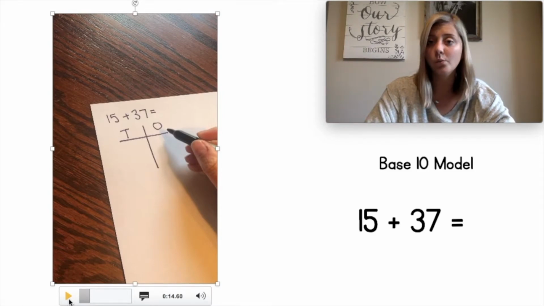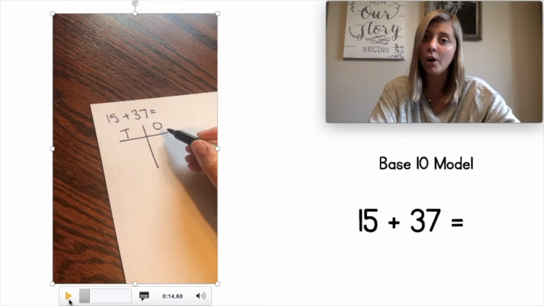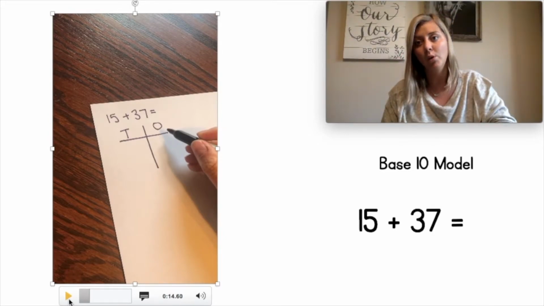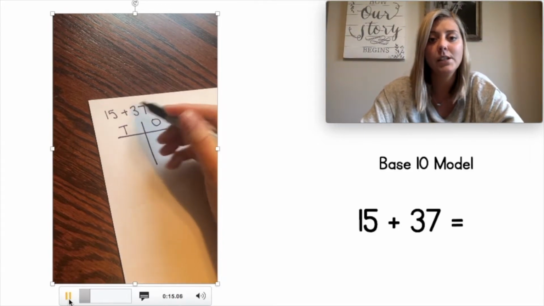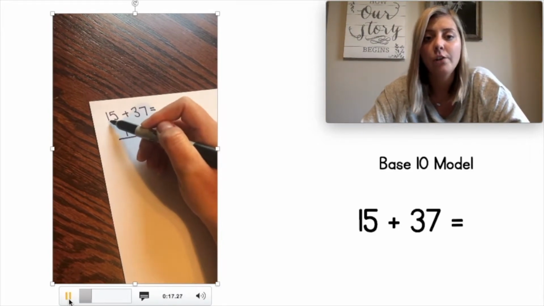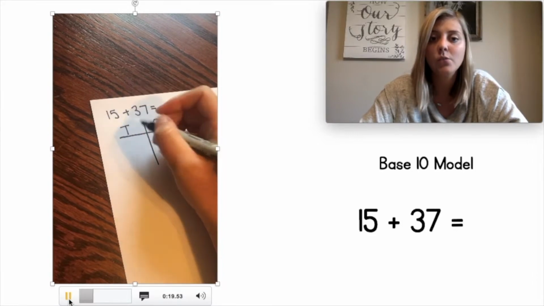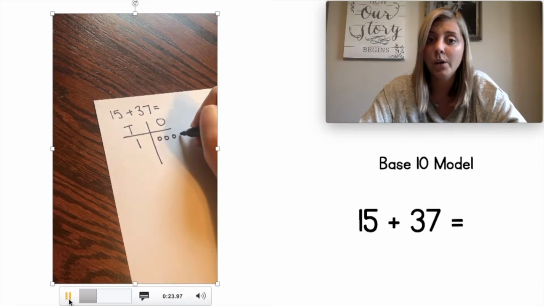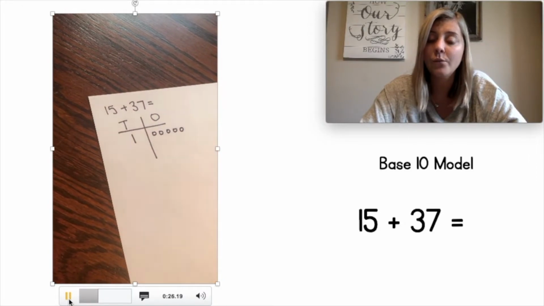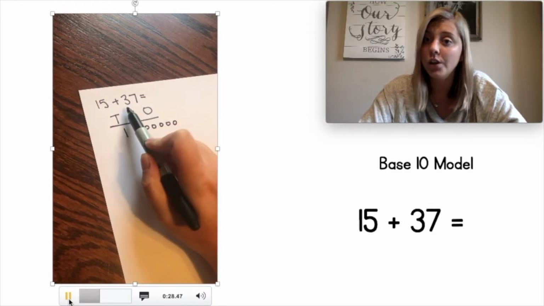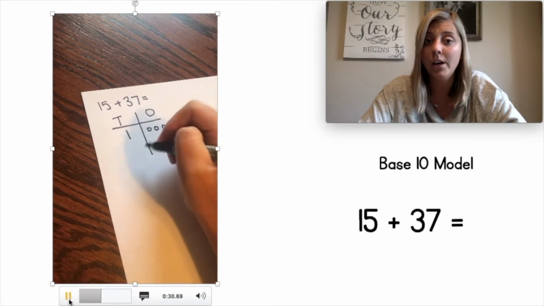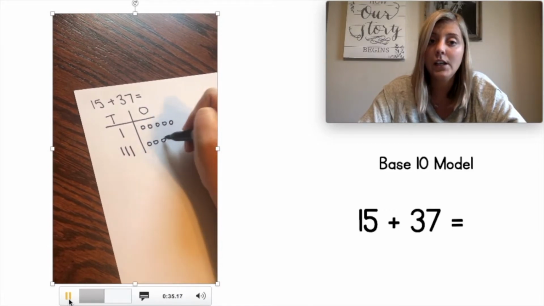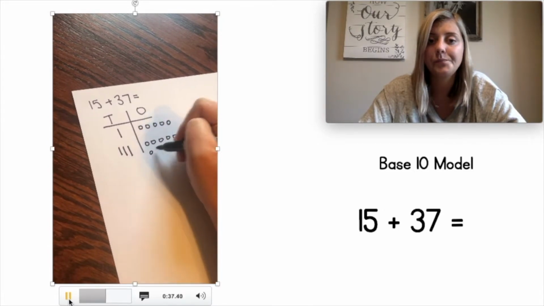So by drawing a tens and ones chart, I'm going to be able to draw a model of both of these numbers and organize my tens all together and organize my ones all together. After I draw my tens and ones chart, I'm going to draw 15 there, and 15 has one 10, so I'm going to draw one 10 stick, and it has 5 ones. So I drew 5 ones cubes. And since this is addition, I'm going to draw both of my numbers. I drew 15, now I'll draw 37 with 3 10s and 7 ones.